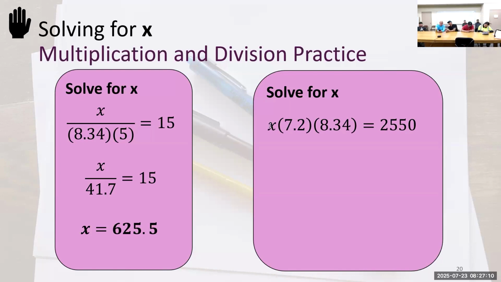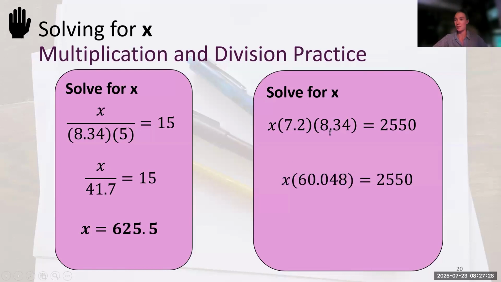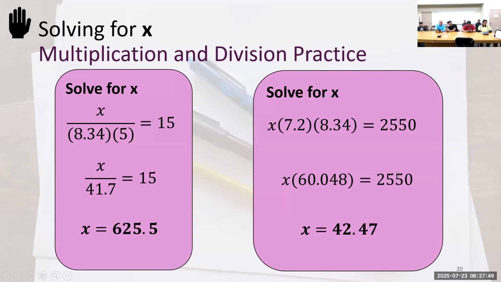If we're solving for x, we've got these two numbers here, 7.2 and 8.34, that we're multiplying together. I like to just do that first, just to make them one number and make them easier to work with. If we multiply 7.2 times 8.34, we're going to get 60.048. And so now we just got to get that x by itself. We're going to divide, because we're multiplying here, x times 60.048. We're going to divide that on both sides of the equation to get that x alone. If we do that, it cancels on the x side. And then if we go 2,550 divided by 60.048, we should get x equals 42.47.